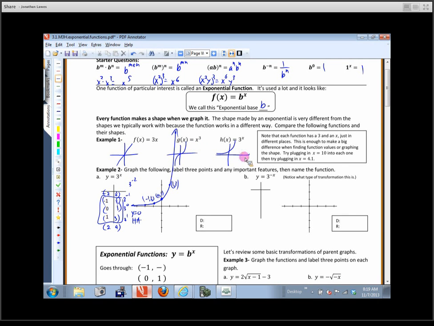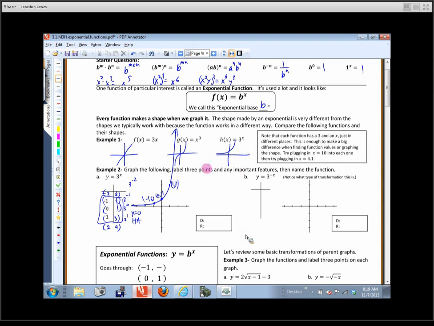Logan? What's the number? 59,049. So I'd have to go over 10 inches and I'd have to go up 59,049. Is that what it is? 59,049 inches to get there. Okay? Exponentials grow unbelievably fast. They are very fast growing functions. Okay? And they all have very similar shapes.